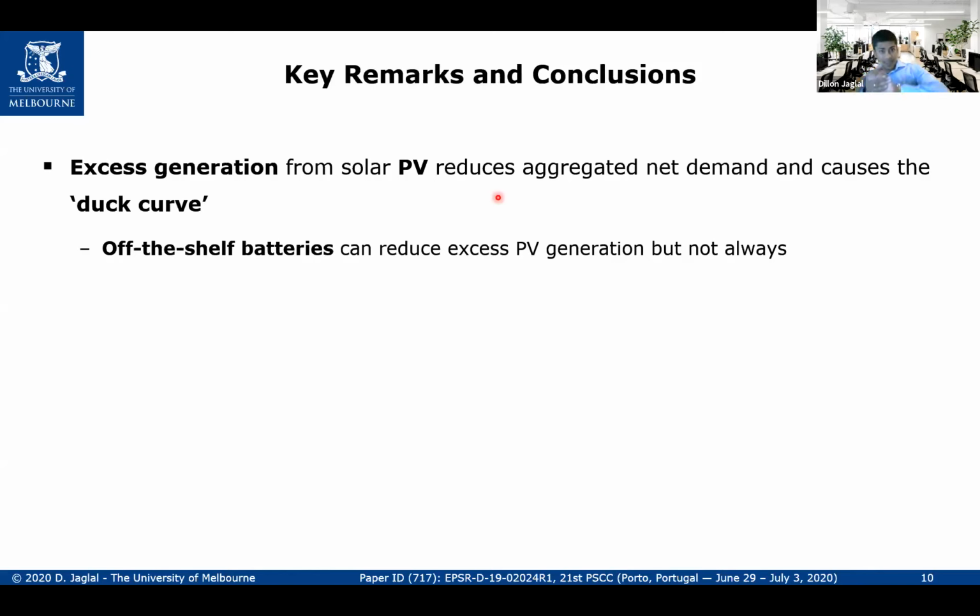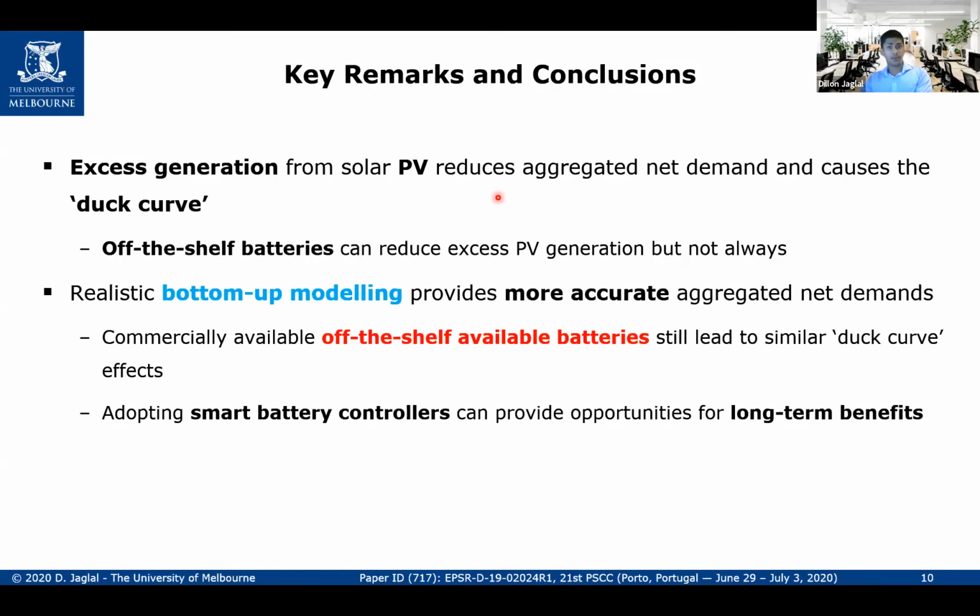So finally, to conclude, excess generation from PVs reduces the aggregated net demand, and this causes a duck curve. We've discussed some of the issues associated with the duck curve. In theory, these off-the-shelf batteries can reduce excess PV, but not always. They can become full at times. By modeling them properly, we can have a more accurate outlook on what these net demand profiles would look like, and then the effect this would have on cost.